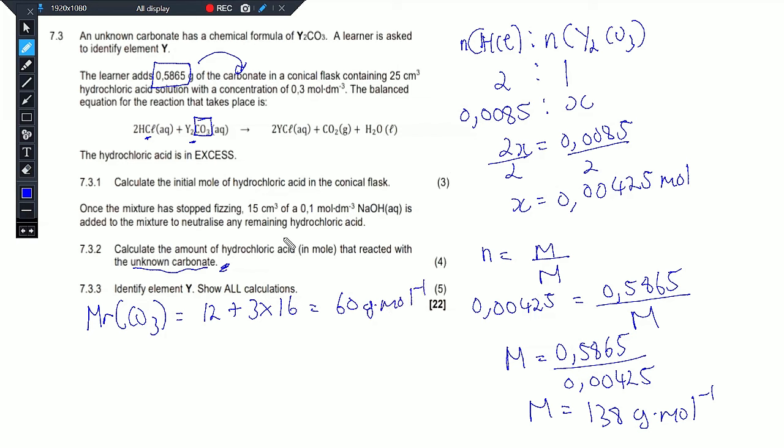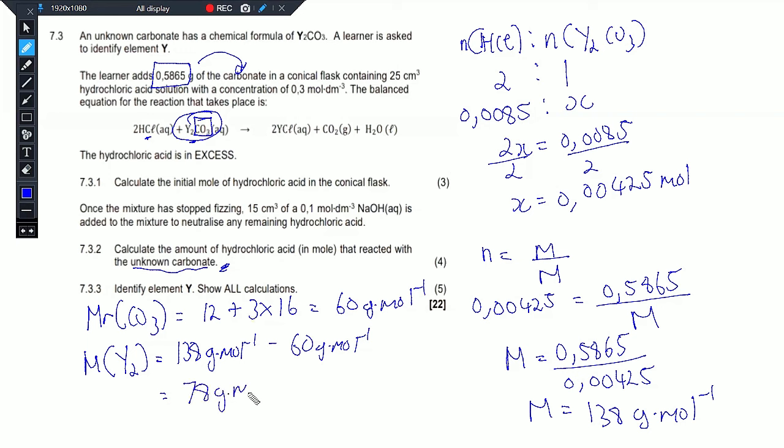Now, what are we going to do? Remember, this is the molar mass of this whole compound, 138 grams per mole, and the 60 grams per mole only speaks for this. So if we want to find the molar mass of Y2, then it's simply 138 grams per mole minus the 60 grams per mole. Adding the molar masses of each and every element here gives us 138 grams per mole. So if we only want to find the Y2, we have to take the total molar mass minus the molar mass of the carbonate. And then this is going to give us 78 grams per mole.